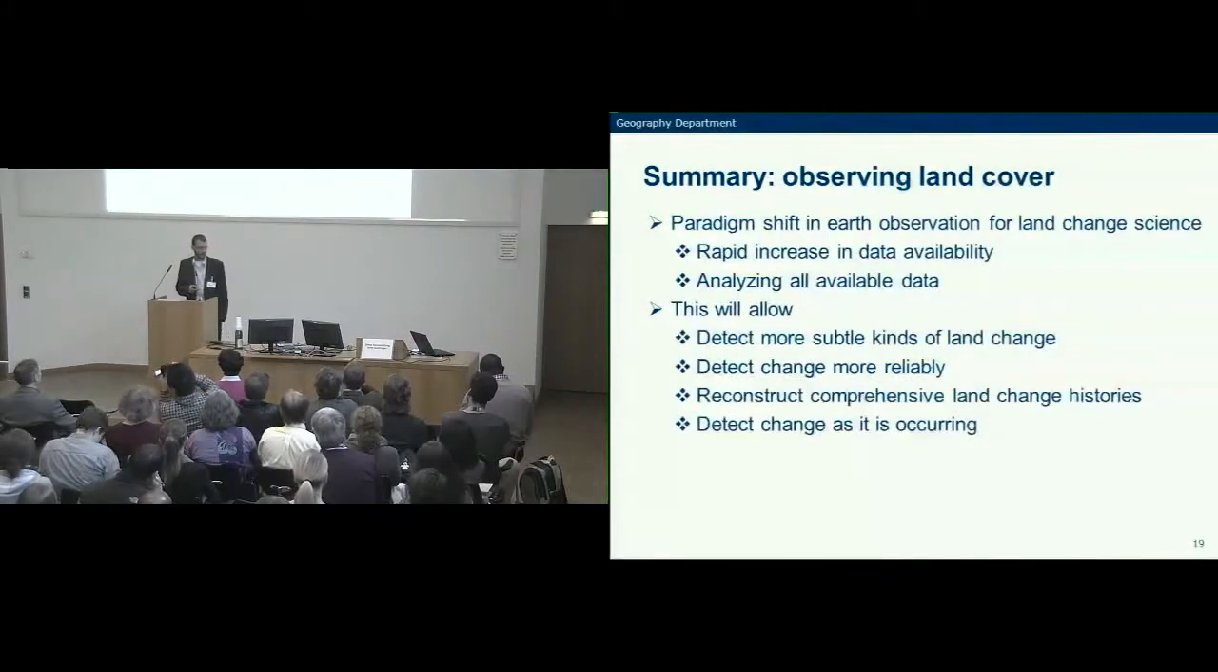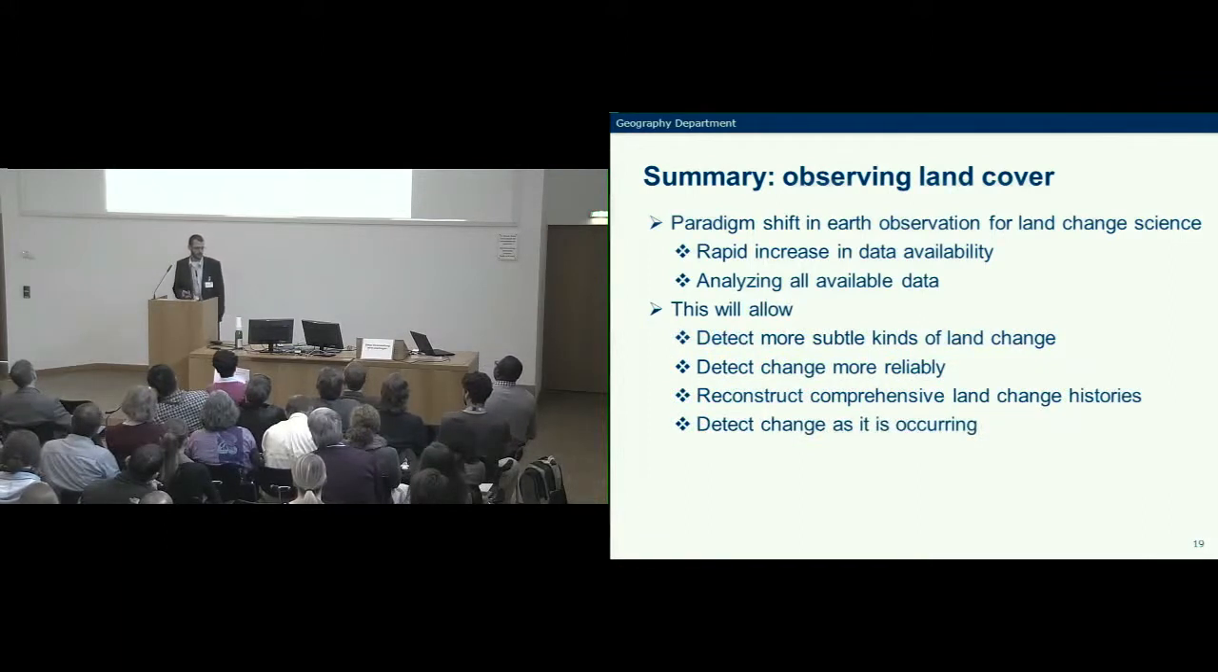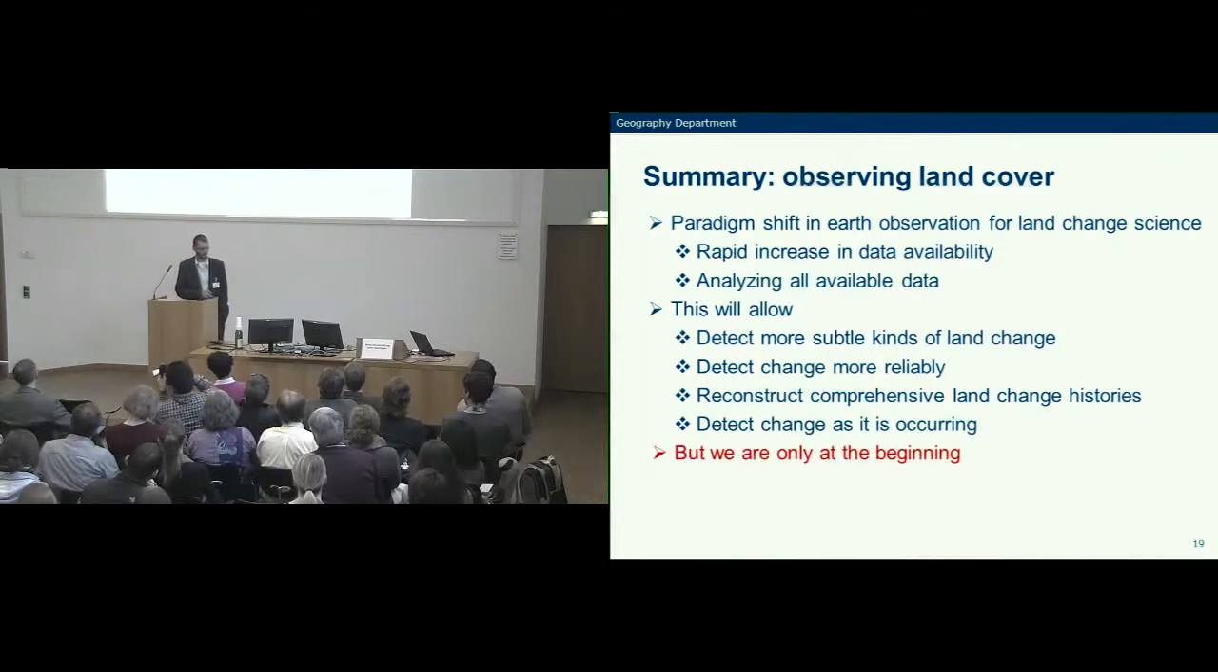So summarizing this part, we really see paradigm shifts in Earth observation for land change science. Rapid increase in data availability and in data access. And that allows us to analyze all available data. Now, I've talked about the Landsat archive, but there is also interesting work in integrating the Landsat archive with other types of sensors to do multi-sensor applications, multi-scale applications. And summarizing this in the words of Curtis Woodcock, this will allow us to detect more subtle kinds of land change, detect change more reliably than we have been doing in the past, reconstruct comprehensive land change histories, at least back to the 70s, and detect land change as it is occurring. But we're only at the beginning.